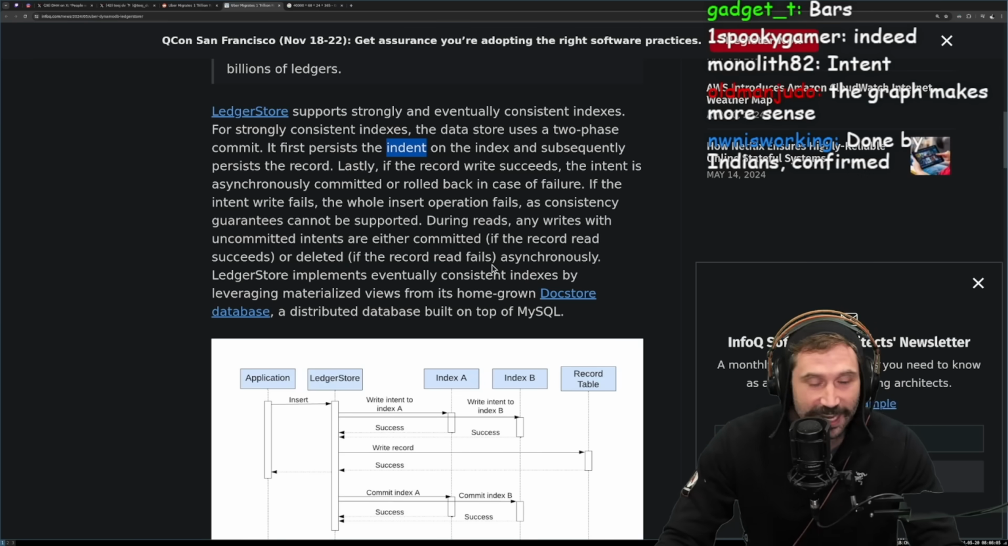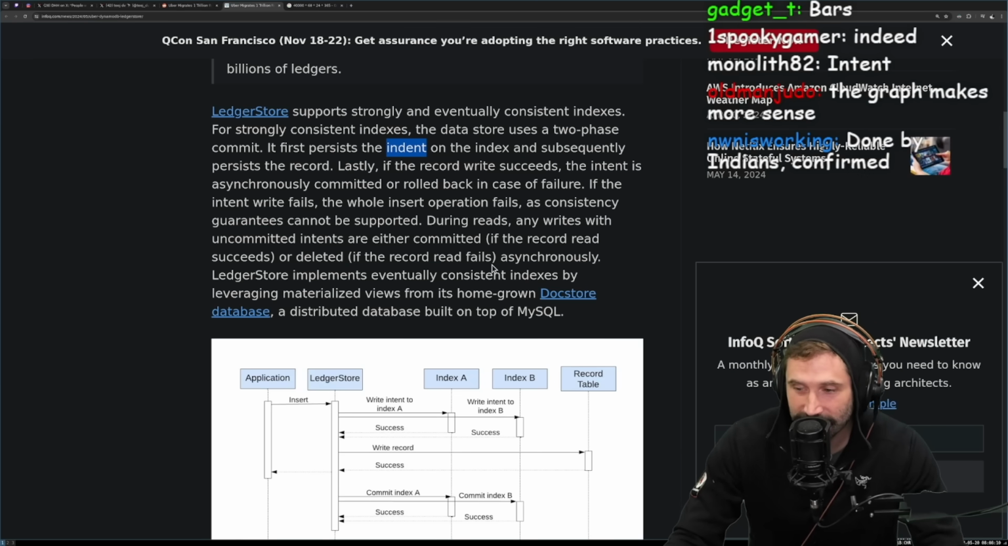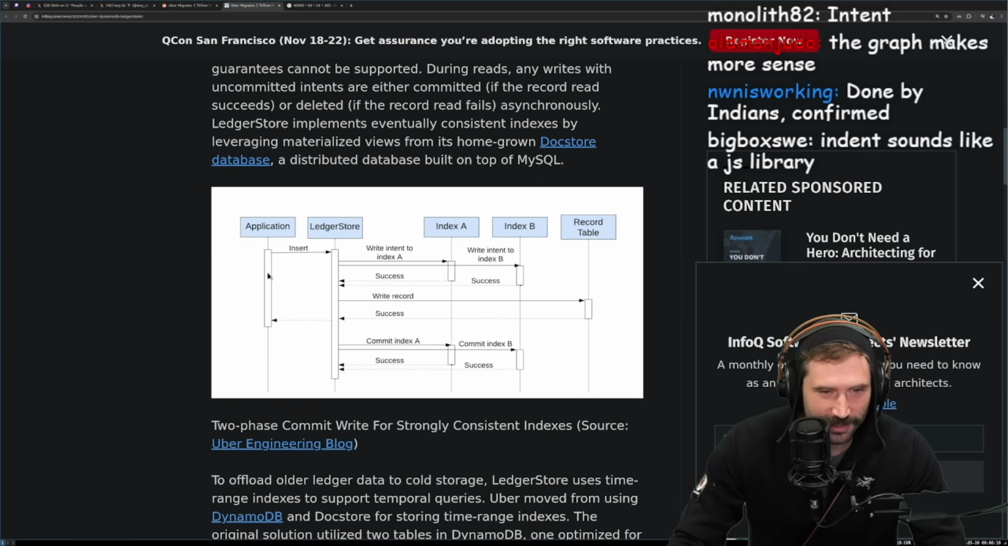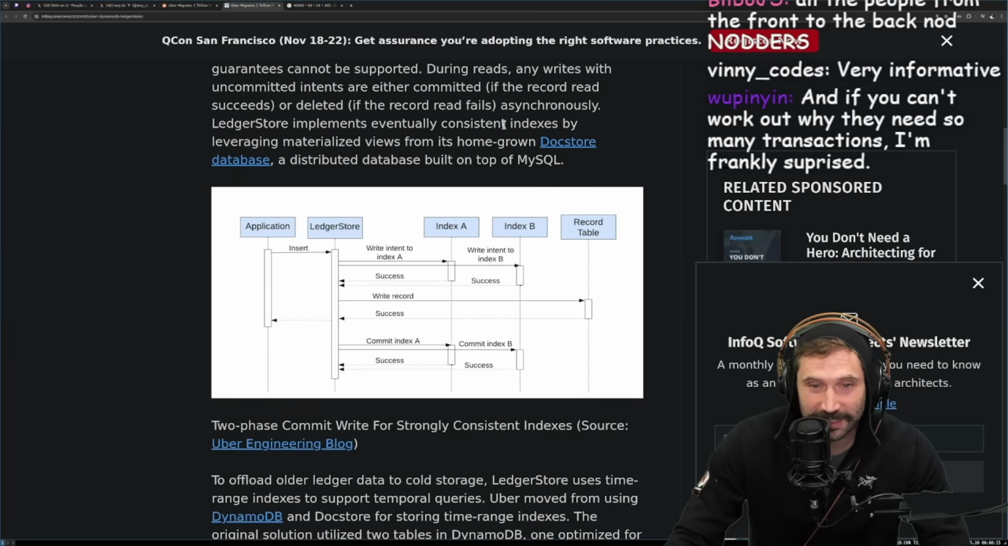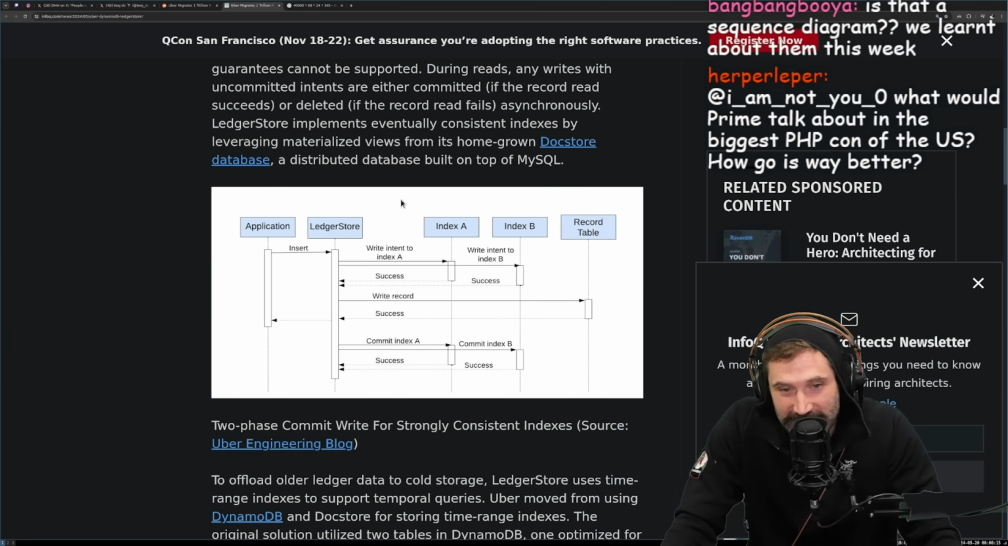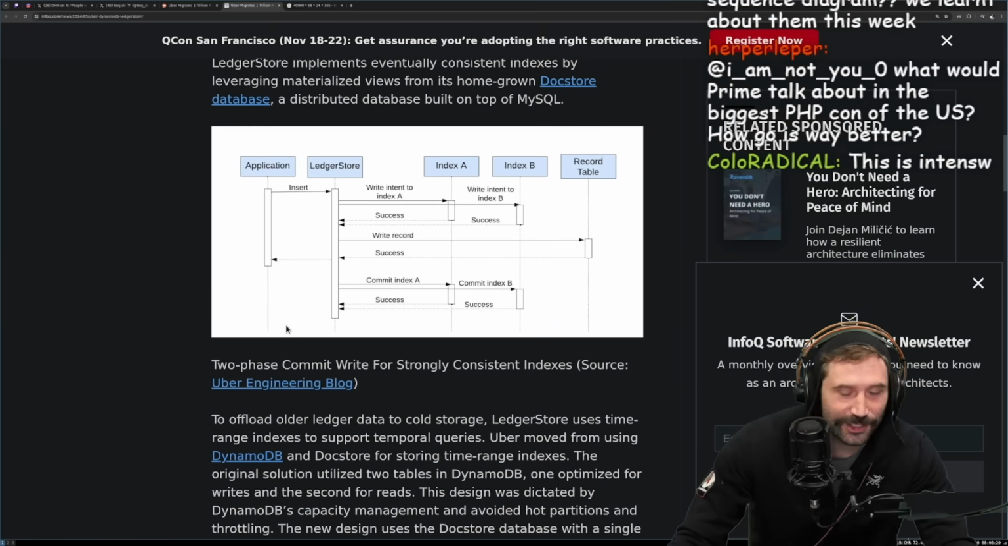Okay, we got the index. Okay, we got intent. The graph makes more sense. Okay. Insert the indent with an intent of index. What the hell's happening here?